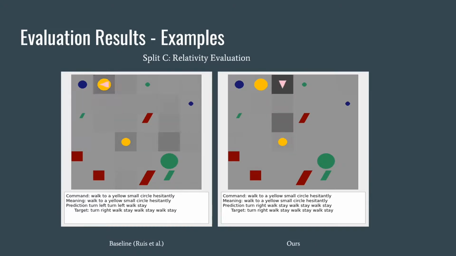As a closer look at our evaluation results, we also choose an example from split C, which is the relativity evaluation. You can see that on the left, we have the baseline attention map produced by the attention of the decoder with respect to the output of the CNN encoder. In the baseline case, the agent only attends to the target object while it does not know how to move to it. While in our case, the agent actually attends to all the necessary cells on the correct path to the target objects.